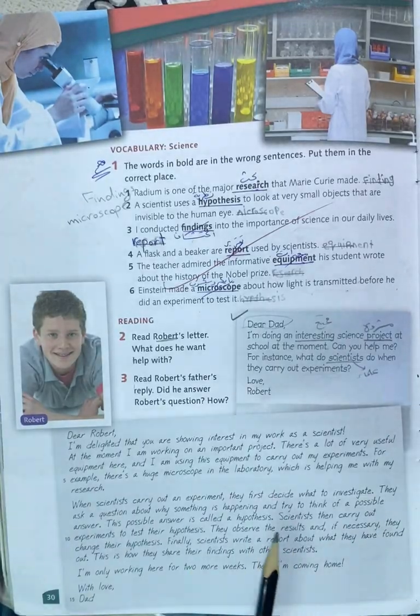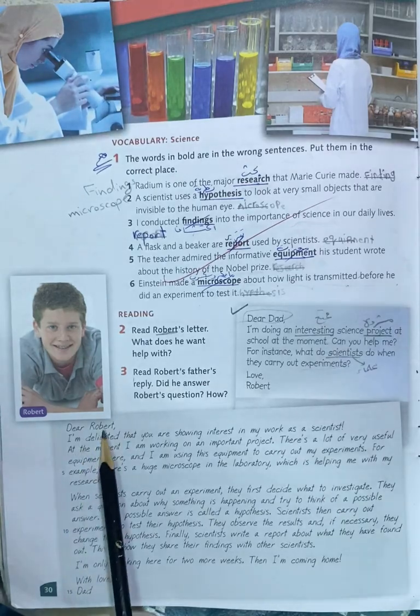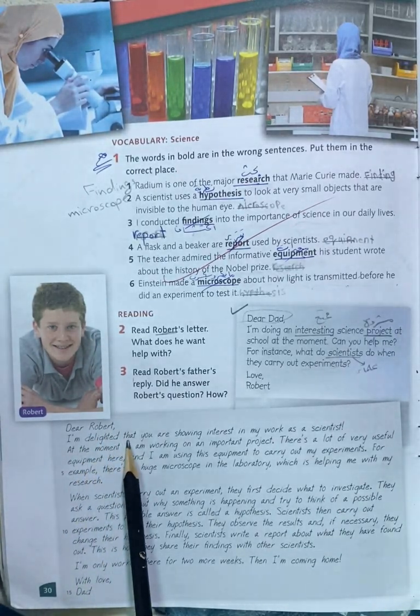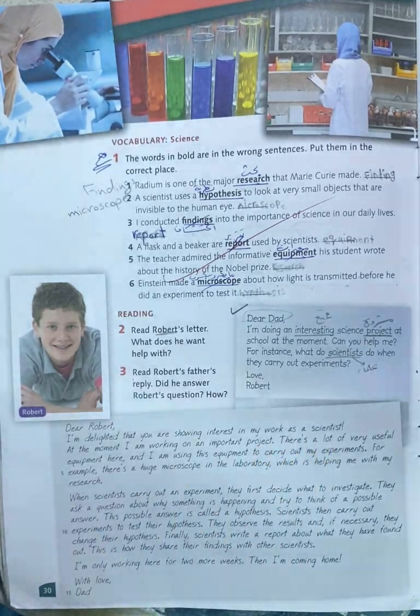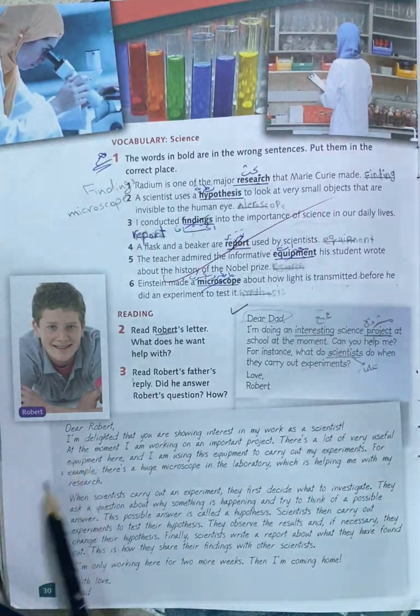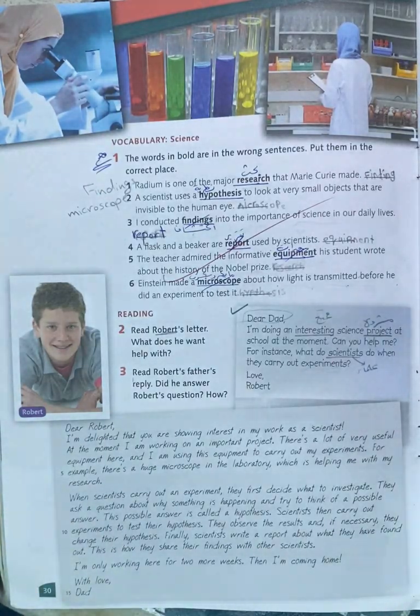Now let's see Rupert or his dad. What did he say to Rupert? Okay, listen to me. Dear Rupert, I'm delighted that you are showing interest in my work as a scientist. إنه أنا كتير مبسوط. At the moment I'm working on an important project. كمان الوالد بيشتغل هلأ في مشروع كتير مهم.